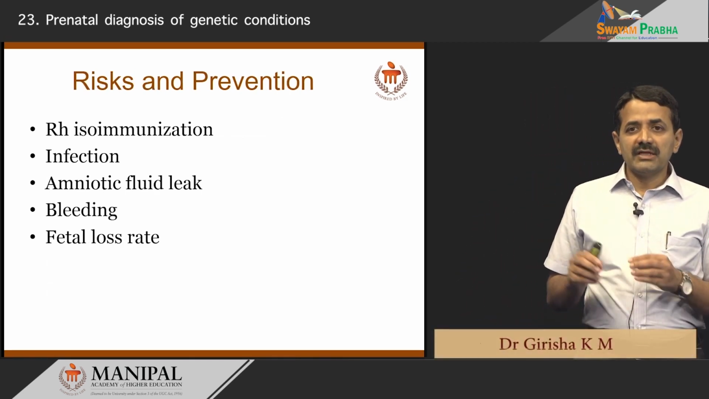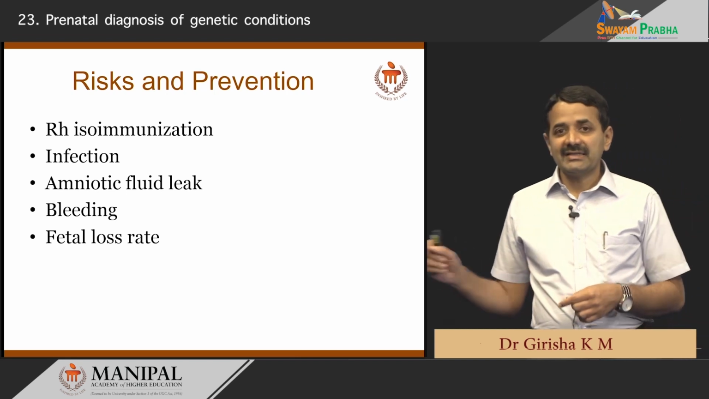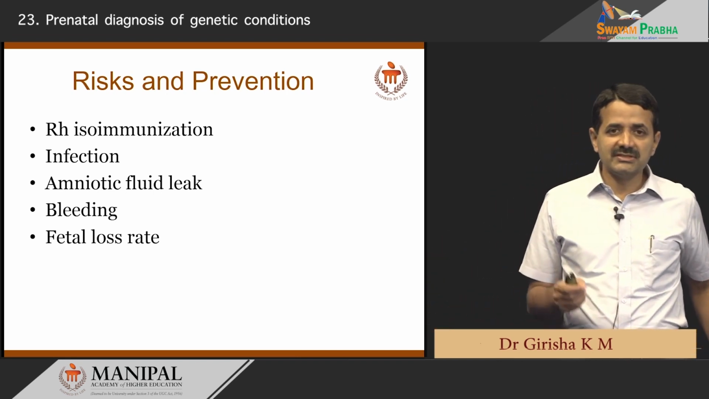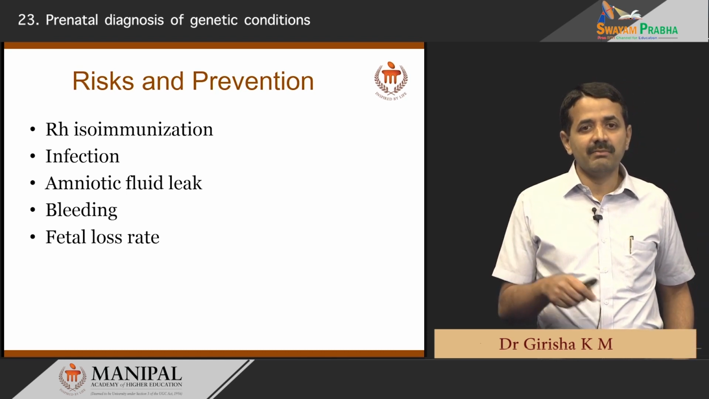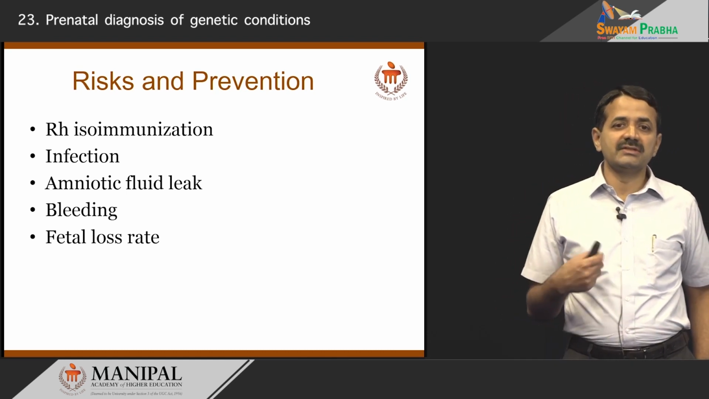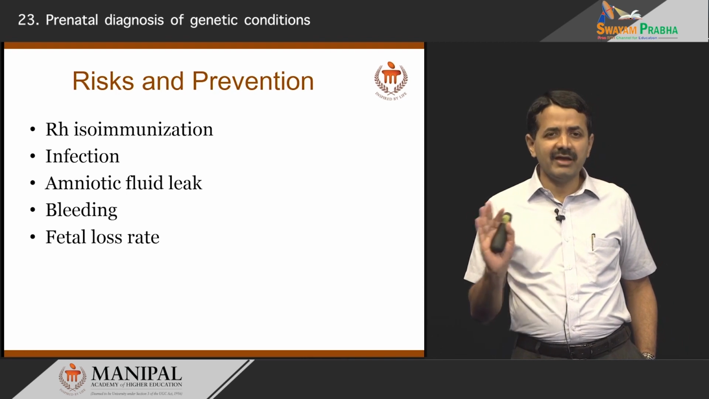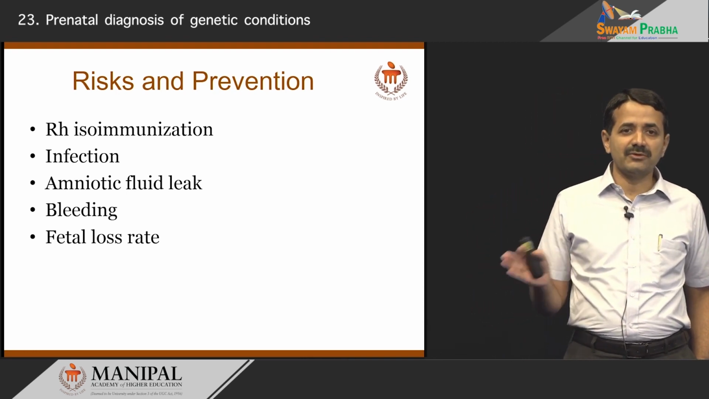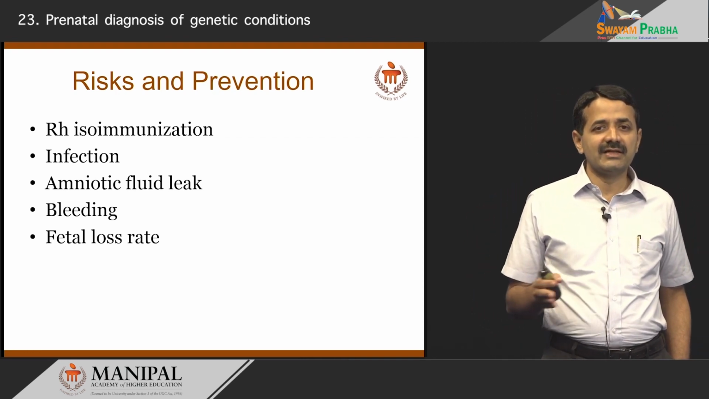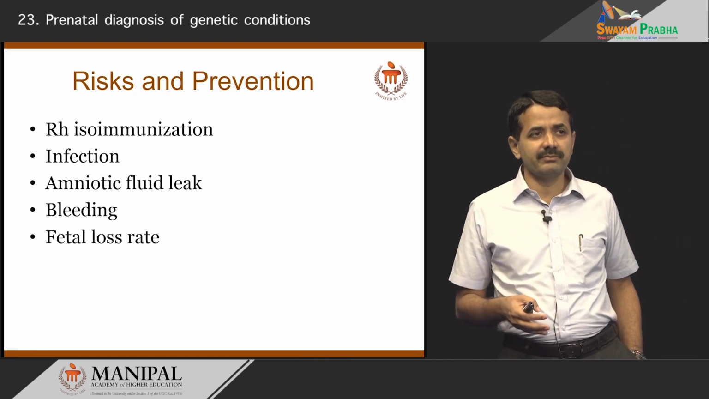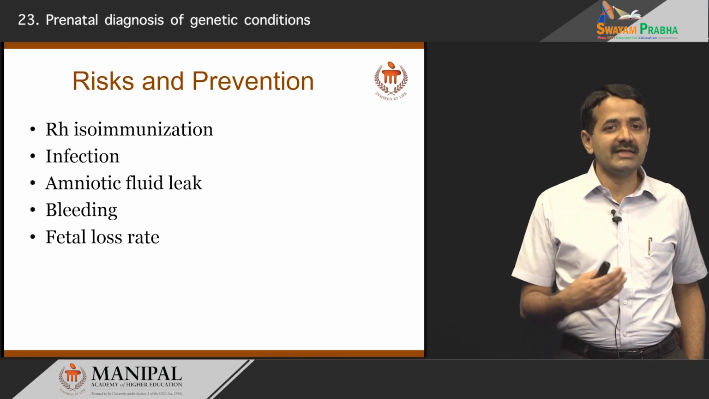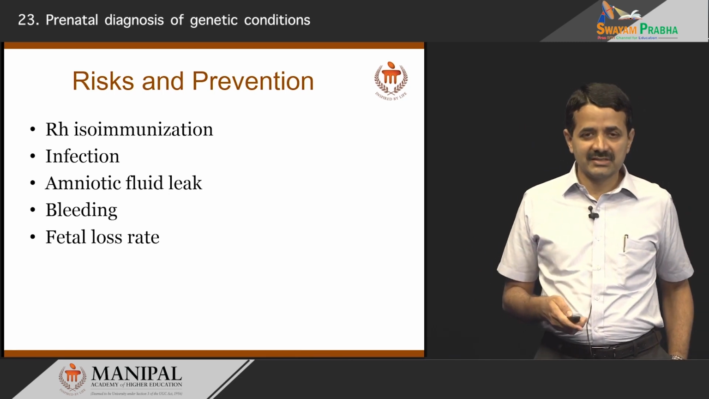We need to know, if we do not take precautions, there may be RH isoimmunization during the procedure. An RH negative lady can get immunized by a fetus who is RH positive. There may be very minimal risk of infection, amniotic fluid leak, bleeding, fetal loss. These are very rare, but you should inform the lady that these are rare complications.